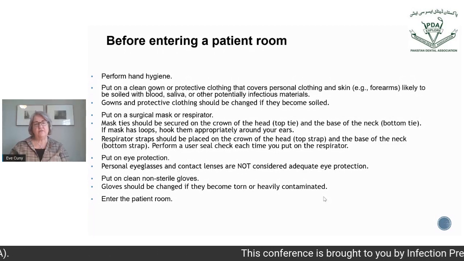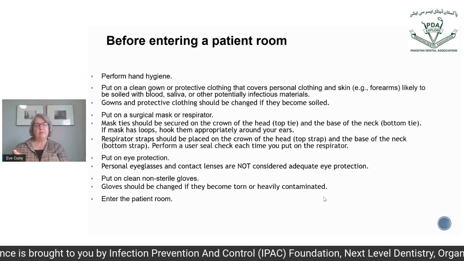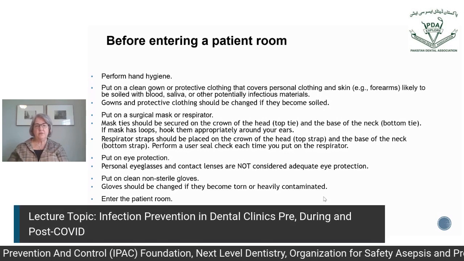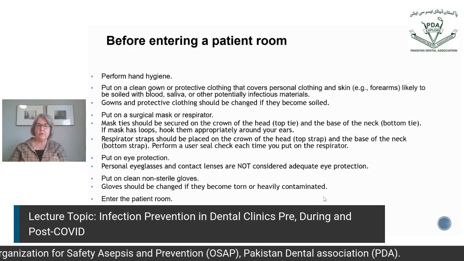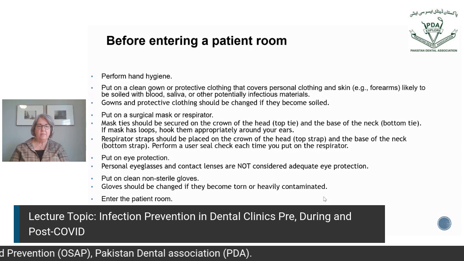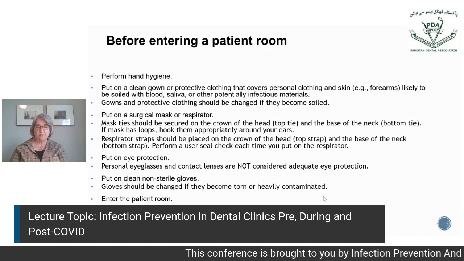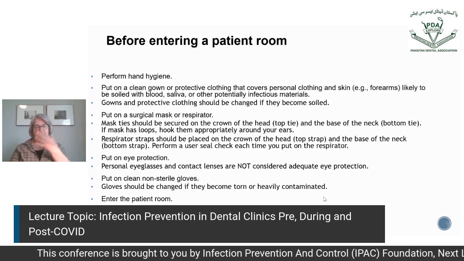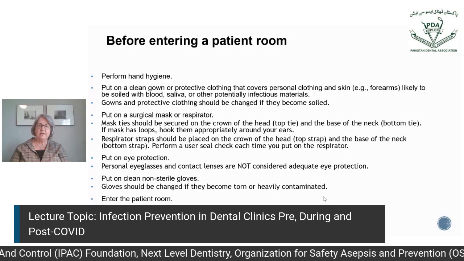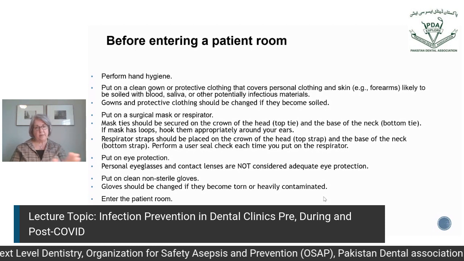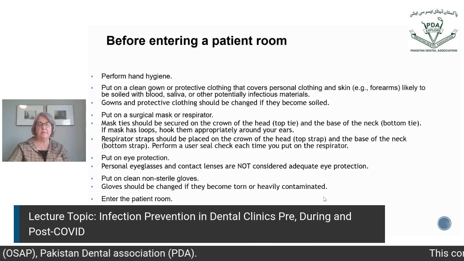Currently, the recommended sequence for putting on your PPE, or personal protective equipment, is to always start by performing hand hygiene, either washing your hands with soap and water or rubbing your hands with alcohol-based hand rub. Put on a clean gown or protective clothing, and then put on your surgical mask or respirator. Make sure that it's put on correctly and secure. And then put on your eye protection, either a face shield or goggles. And then put on clean, non-sterile gloves, and then enter the patient room. So the idea here is that the patient should be brought in first, and then you put on your PPE and then enter the room or care area.